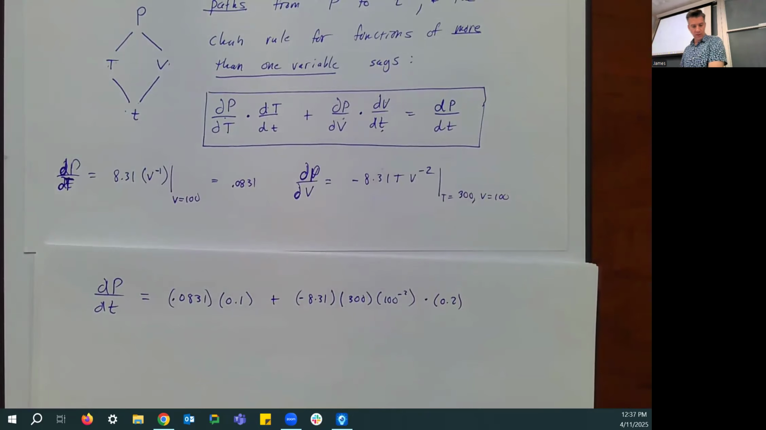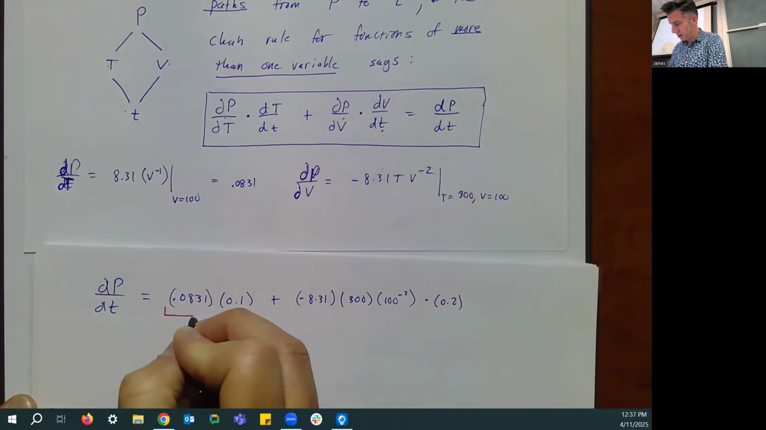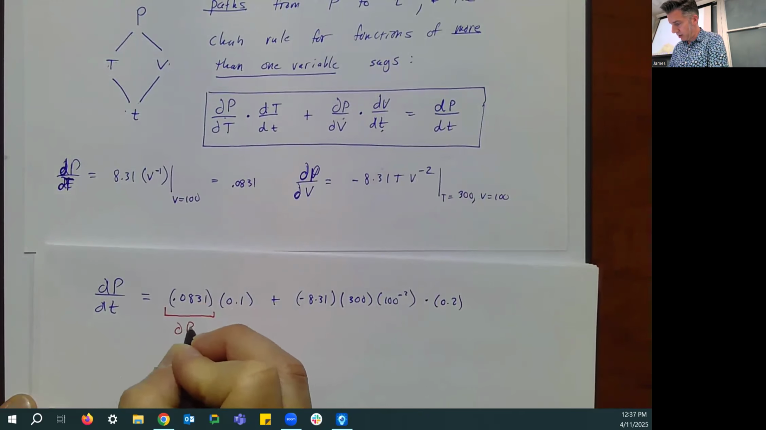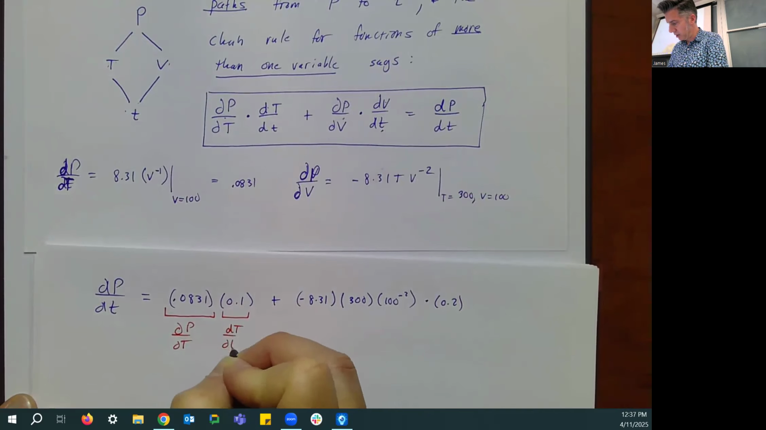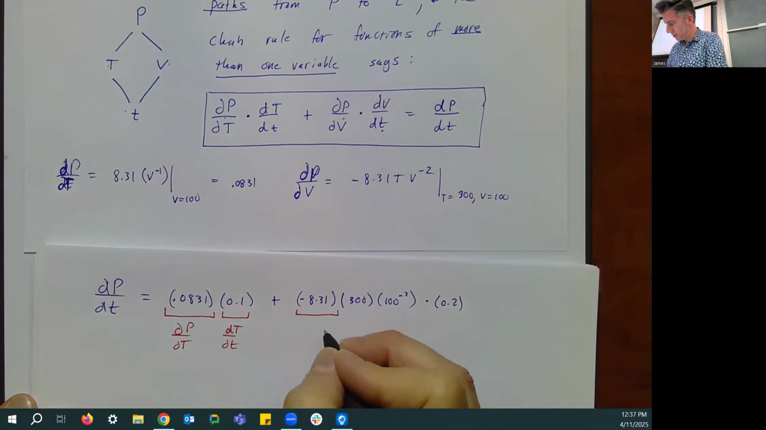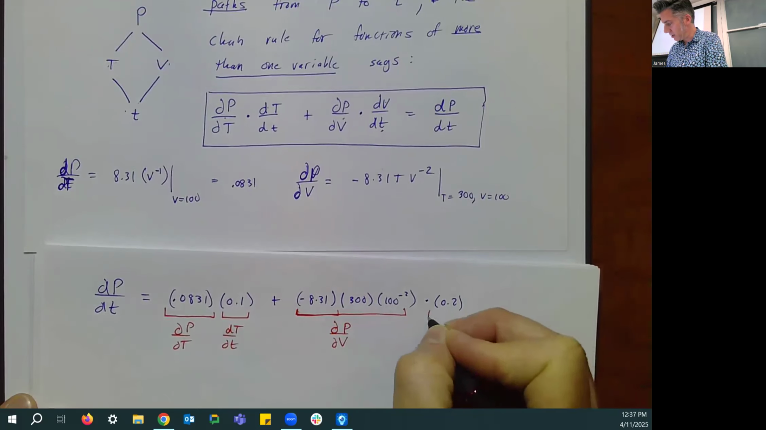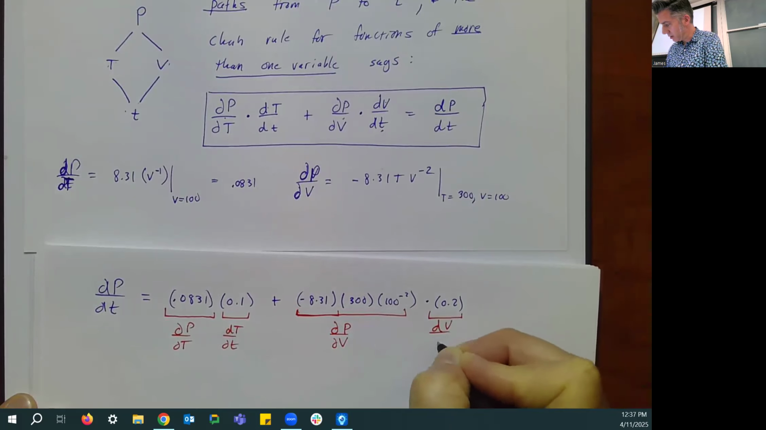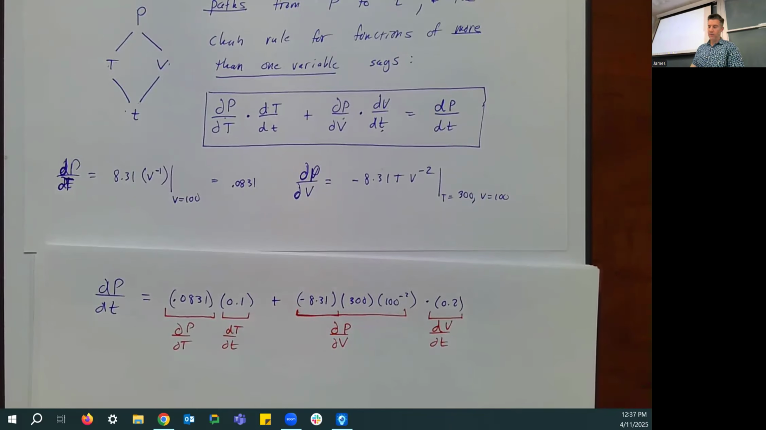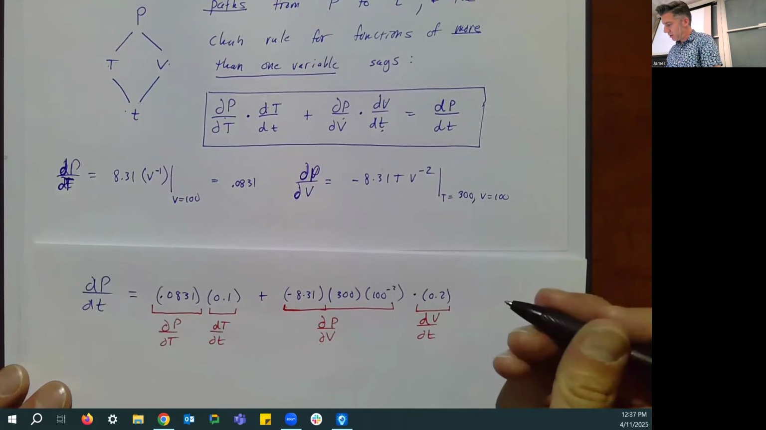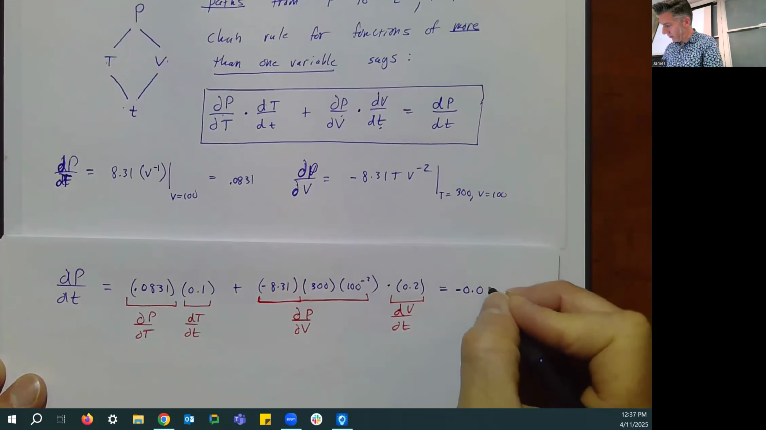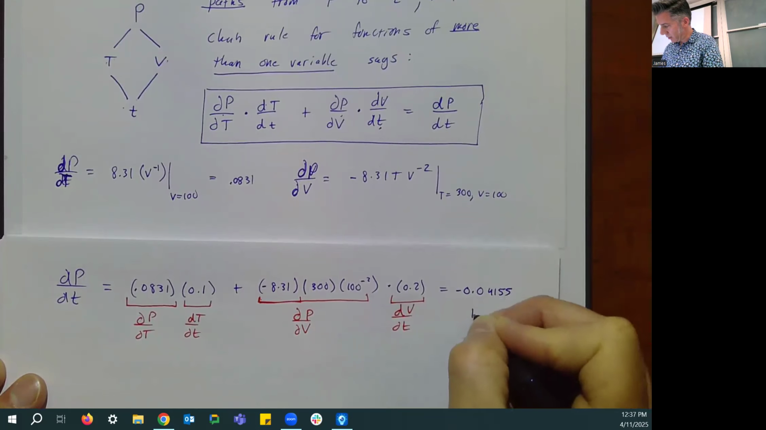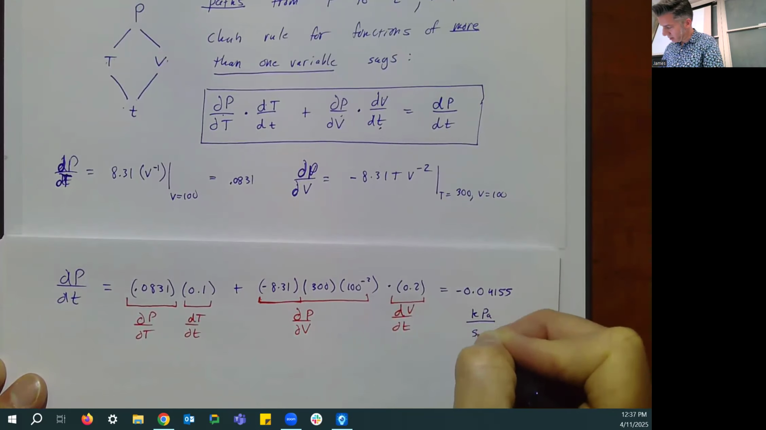Again, just to make sure we're all on the same page here, this is my del P del T, this is my dT/dt, this is my del P del V, and this is my dV/dt. And if you add that all together, you end up getting approximately negative 0.04155 kilopascals per second.